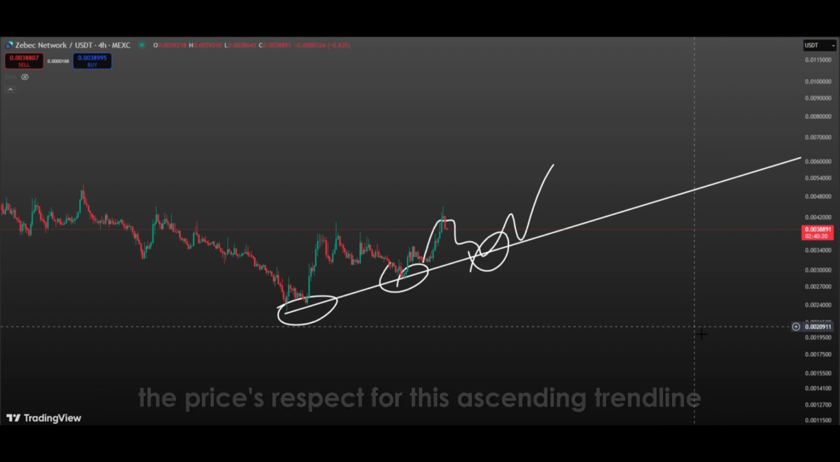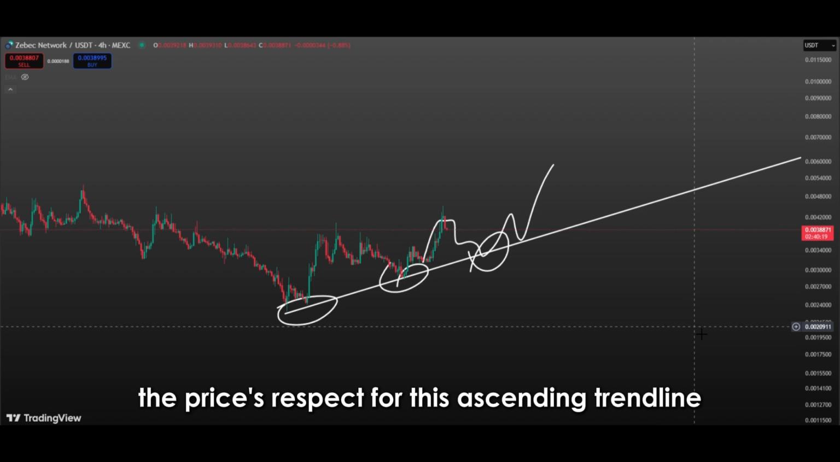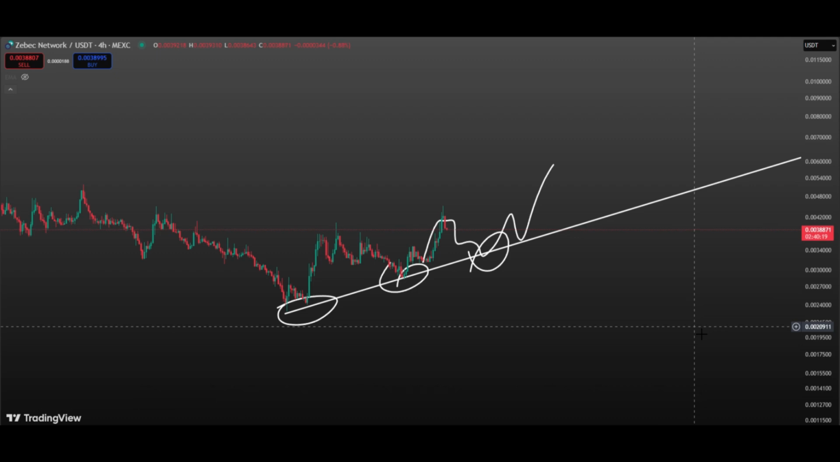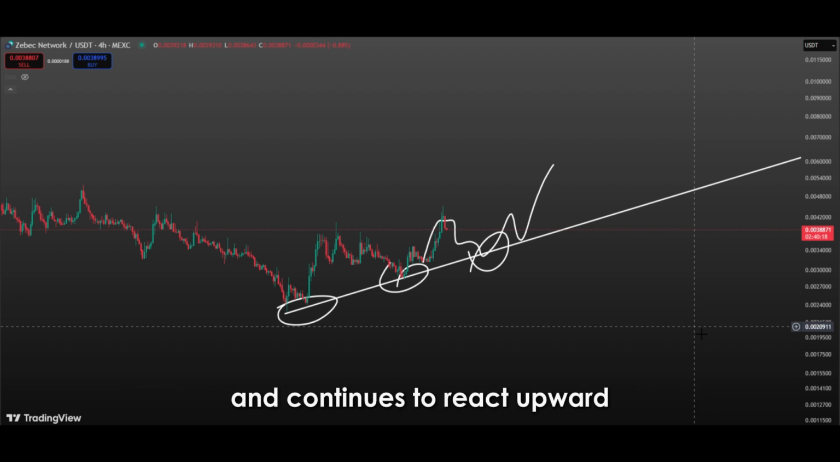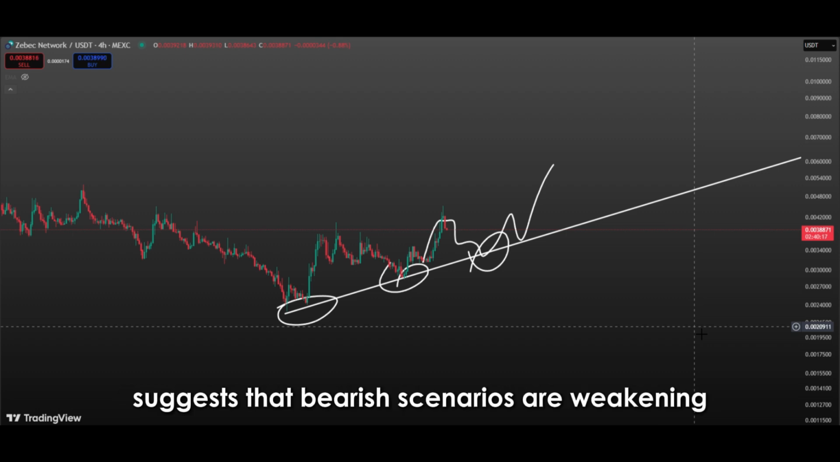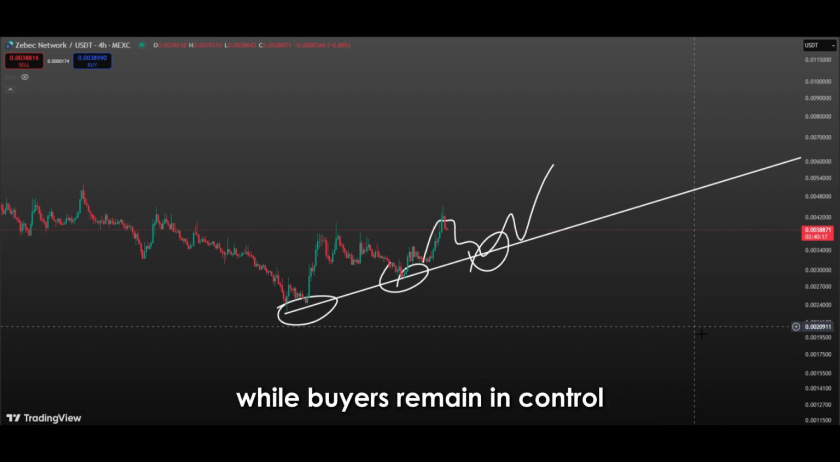From another perspective, the price's respect for this ascending trend line signals the continuation of a stable upward trend in the market. The fact that the price does not fall below this line and continues to react upward suggests that bearish scenarios are weakening while buyers remain in control. This is considered a data point supporting overall market optimism.